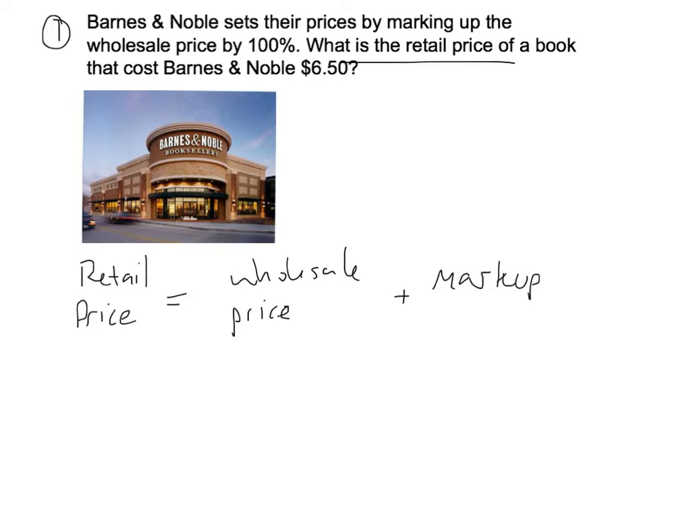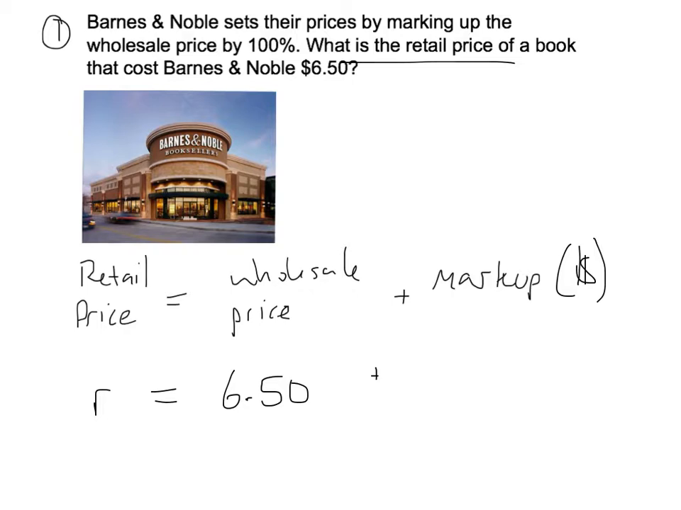So we're looking for the retail price, so I'll use R. And okay, so first take the wholesale. It cost Barnes & Noble $6.50. So that means the wholesale price is $6.50. And they add to that the markup. Remember, the markup is going to be a dollar amount, but they didn't give us a markup dollar amount. But what they did say is that they mark up their books by 100% of the wholesale price.